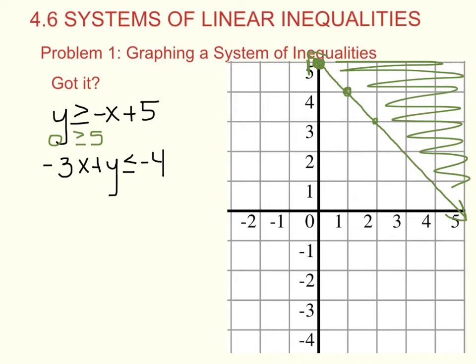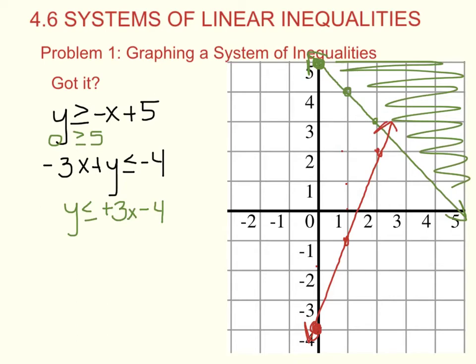In the second inequality, I'm going to solve it for y first. Add 3x to both sides. And I'm going to use a different color. I would highly suggest you use a pen or pencil, or two different colored pens, or two different colored pencils. So negative 4. My slope is 3 over 1, so I'm going to go up 3, 1, 2, 3 over 1, up 3, 1, 2, 3 over 1. It is also a solid line because the boundary line includes solutions.